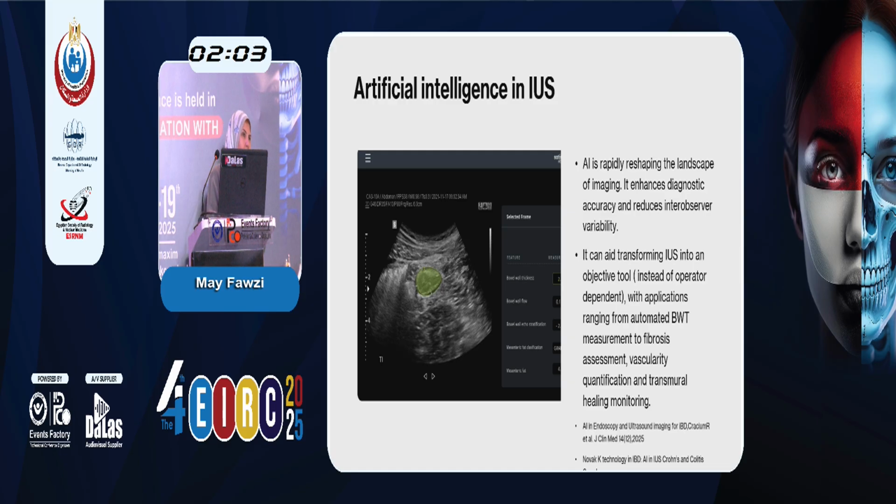Lastly, I would like to tell you that artificial intelligence has invaded everything, including IUS. So as you can see, some companies have already introduced artificial intelligence into their machines, and this is one of these machines where I can put a region of interest, and the machine will tell me the bowel wall thickness, stratification, measure for fibrosis, for vascularity, and assess transmural healing.